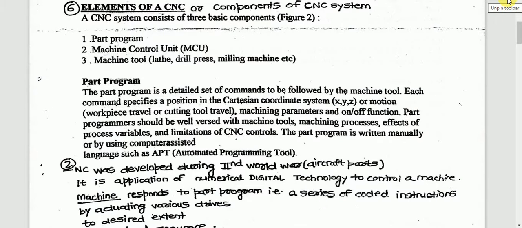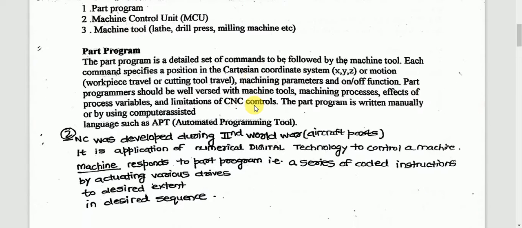Now let us understand the various elements of a CNC or components of a CNC system. There are three basic components. The first one is part program, the second one is MCU, and the third one is machine tool. Part program is a set of commands to be followed by the machine tool.